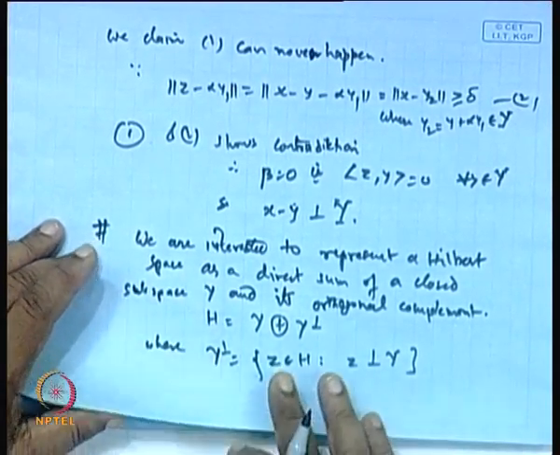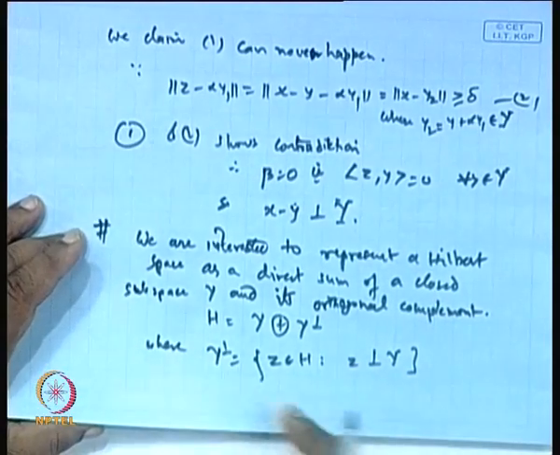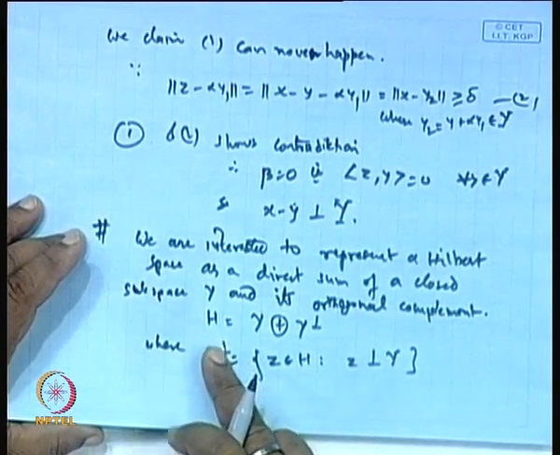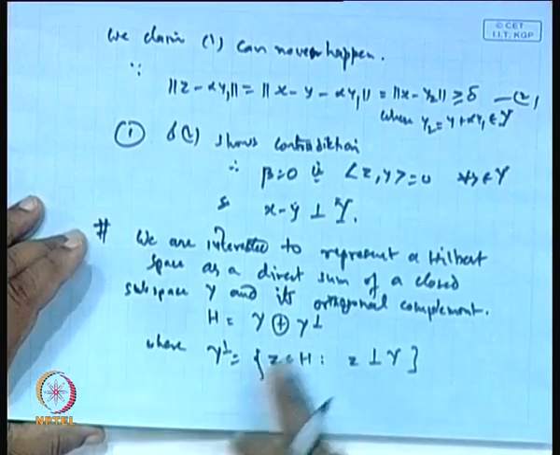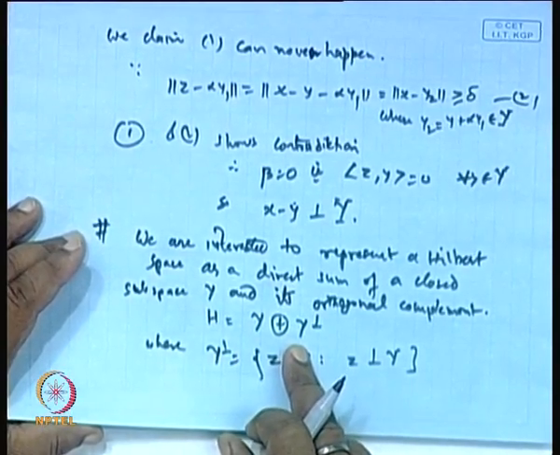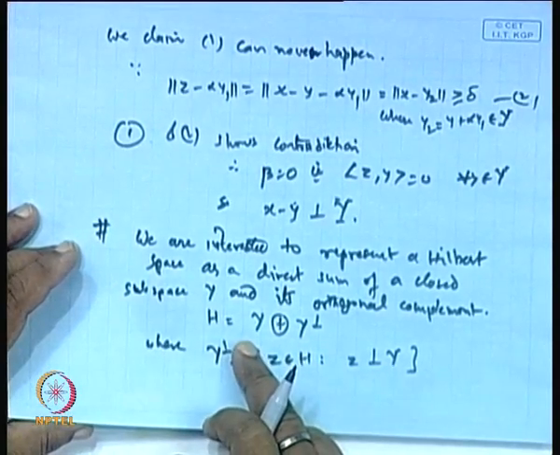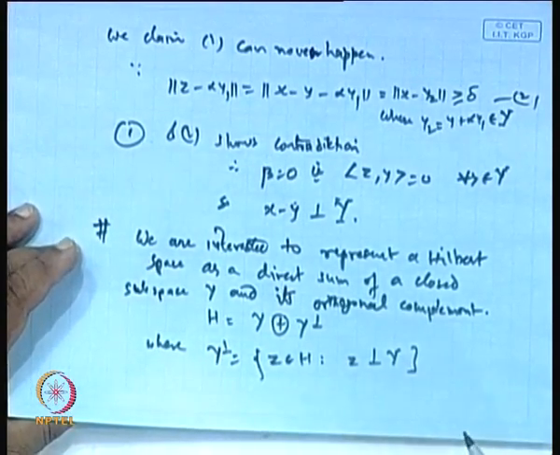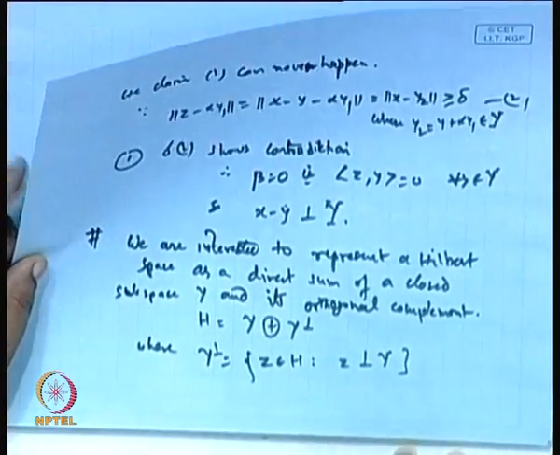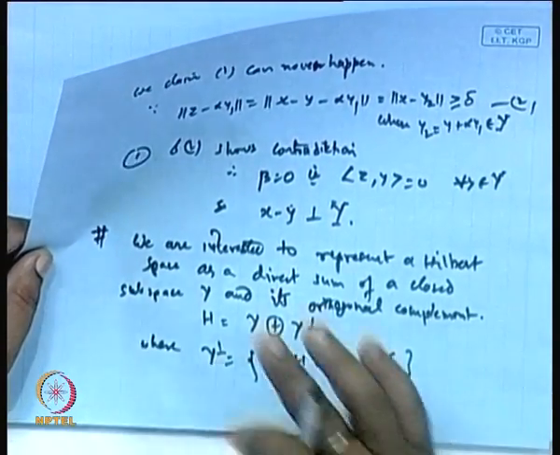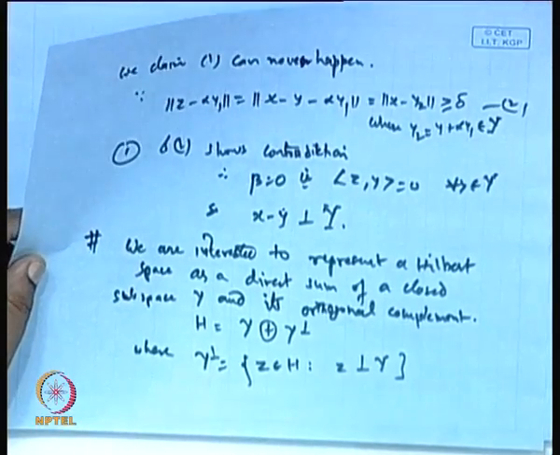Now, the idea of the direct sum is that any element of H can be expressed uniquely as a sum of two elements, where the first belongs to Y and the other belongs to Y perpendicular. And in particular, when one is the orthogonal complement of the other, then we say it is perpendicular to Y. So, we are interested in this. Now, this result is known as the projection theorem. So, what is the projection theorem?